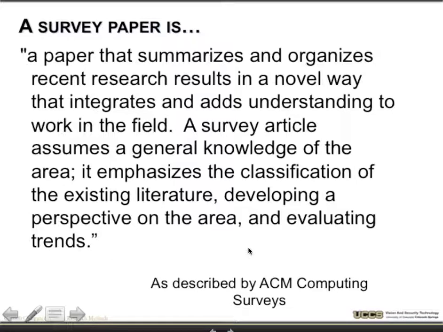A survey article assumes a general knowledge of the area. It emphasizes a classification of the existing literature, developing a perspective on the area, and evaluating trends. So it's important. It still has to add understanding to the work in the field. It is not simply a summary of each paper. When you go to do your oral exam, you'll have to have at least 10 papers. It's not just about saying here's a summary. It's really how to put those together, how to classify things together, provide a new way of looking at things, not just a list of papers and a summary of their abstracts and contents, because that doesn't add enough value for people. They could just read the abstracts if they wanted them.